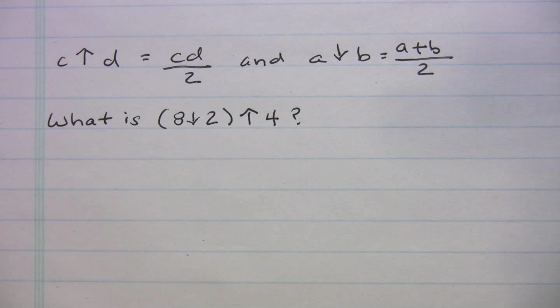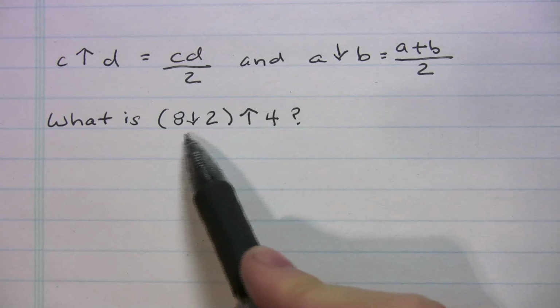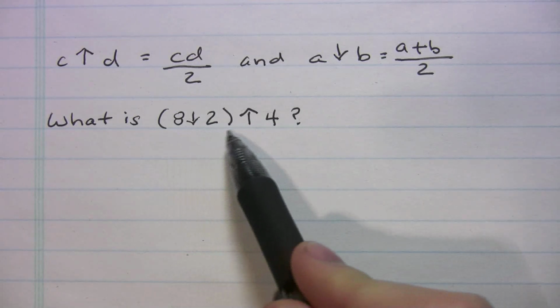And in the problem they want to know what is 8 down arrow 2 up arrow 4. So now we have a couple of things going on. You can pause the video if you want and try this problem out at home. I'm going to go into the explanation right now. Best thing you can do, always evaluate what's in the parentheses first.